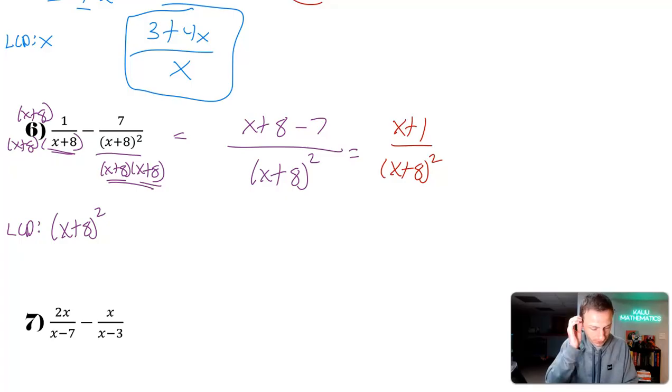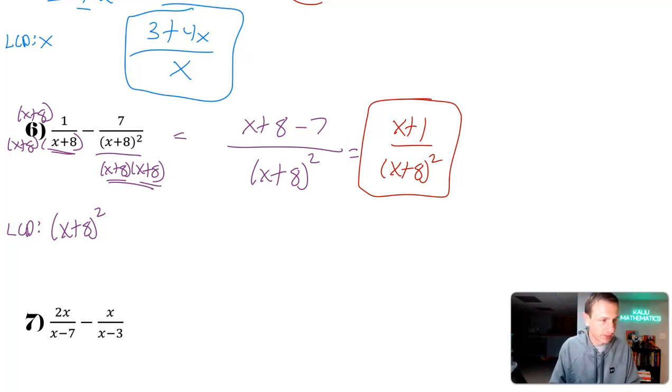Then I don't have any sort of simplifications that can be made. So I just have x plus 1 over x plus 8 squared. So yeah, key there is x plus 8 squared means x plus 8 times x plus 8. So this first fraction needed another factor of x plus 8.